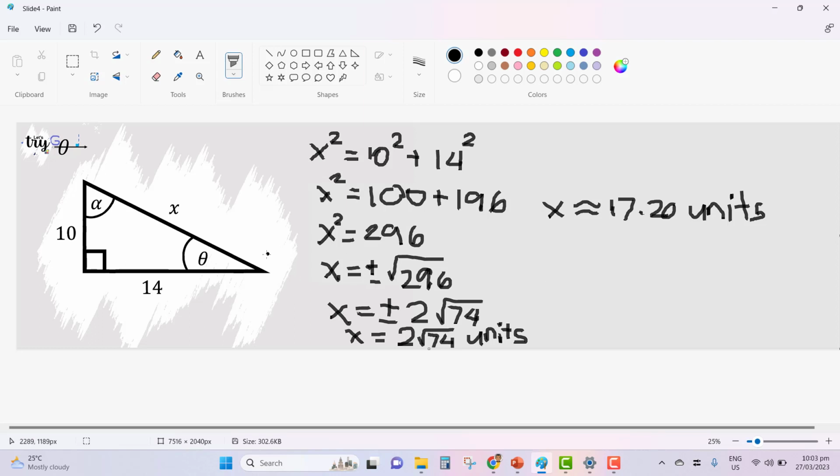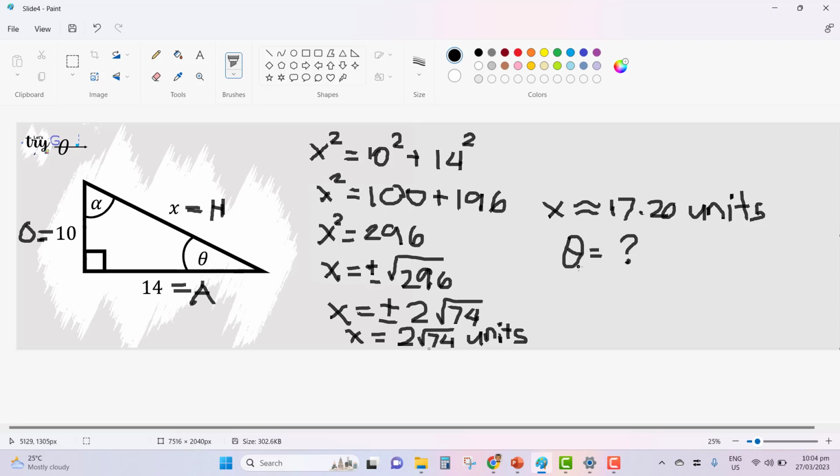Now, we are going to solve for the measurement of the angles. Again, we cannot use yet the triangle angle sum theorem here, but we can use the concept of trigonometric functions when we relate the two given side measurements. Let's try to solve first for angle theta. With reference to angle theta, 10 here is our opposite side, 14 is your adjacent side, and of course, x is your hypotenuse.